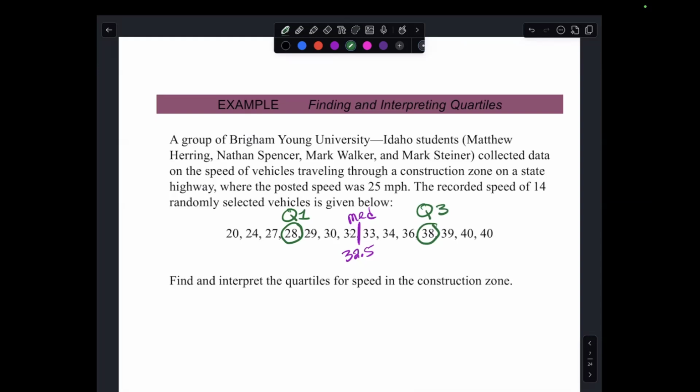So going off your last slide, would 20, 24, and 27 be the 25%, or do you add that first quartile in with that 25%? That's the weird thing, it's never super clear. I think that some books say yes, it's part of it, and some books say it's not part of it.